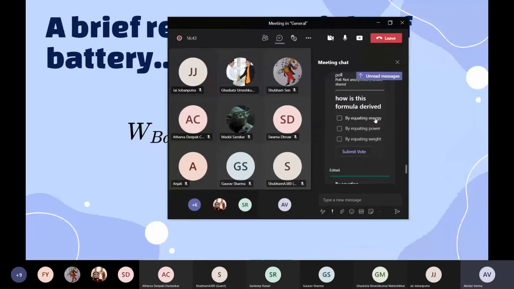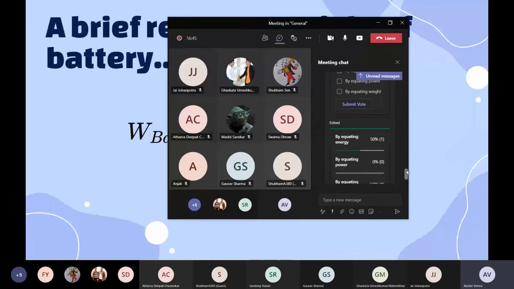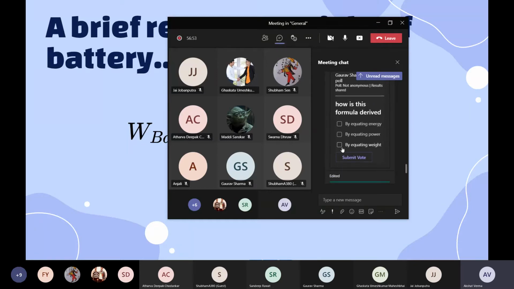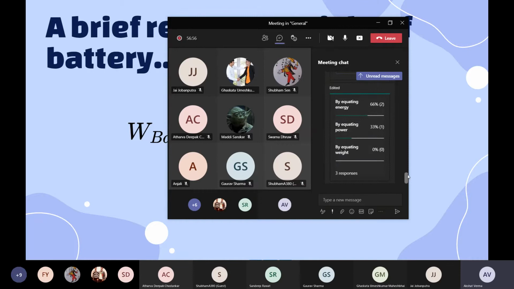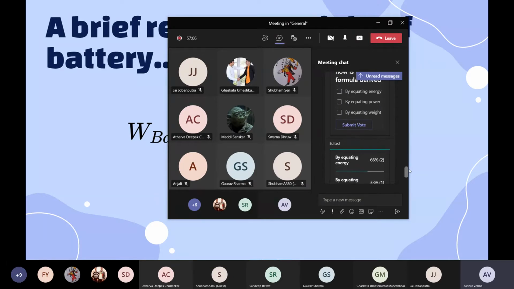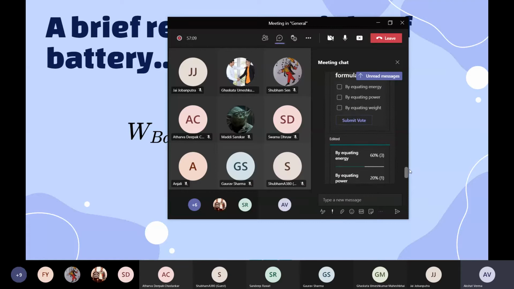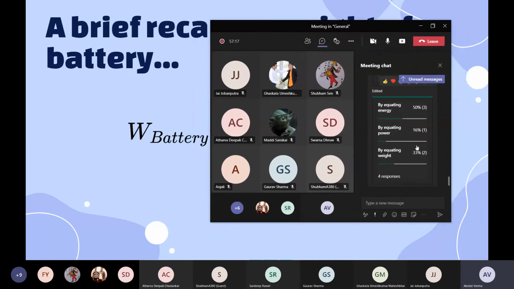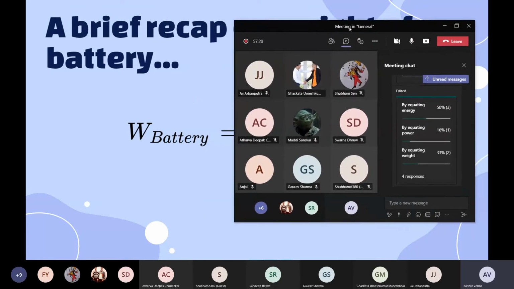How is this formula derived: by equating energy, by equating power, or by equating the weight? This is basically with respect to the mission requirements and what the battery can provide us. I have 6 responses here. All right, I'll move ahead.